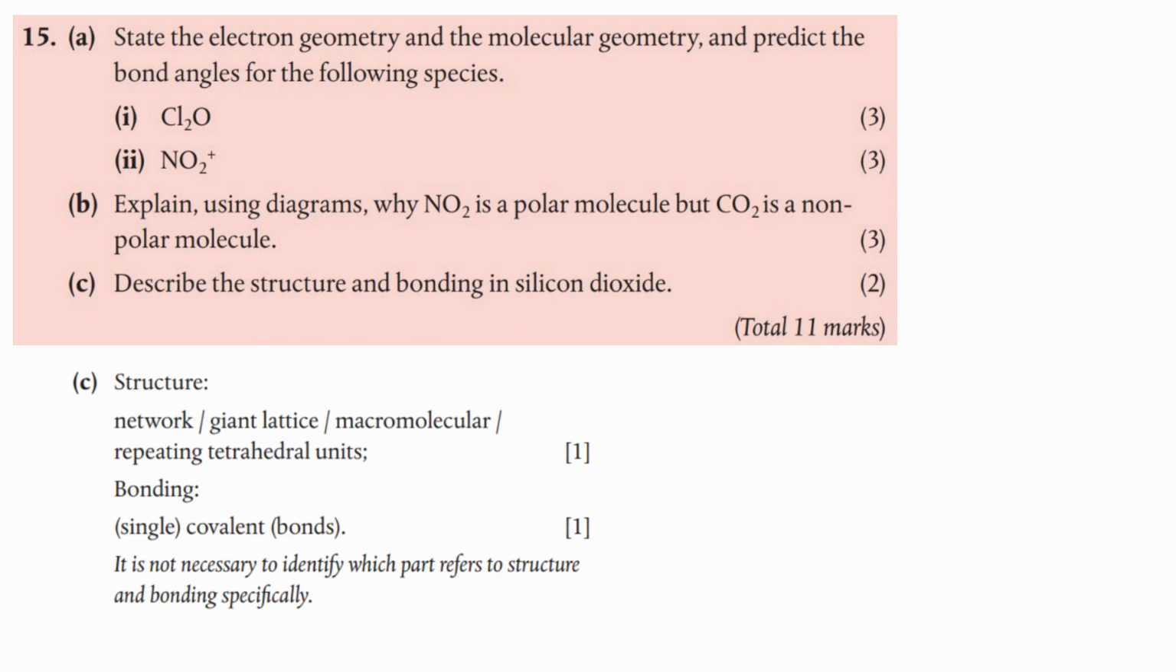And then for C, describe the structure and bonding in silicon dioxide. Again, this is on a lot, so obviously it's going to be on the exam. Silicon dioxide is a network covalent solid or a macromolecule. Its bonding is all single covalent bonds.